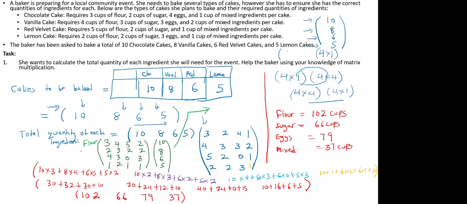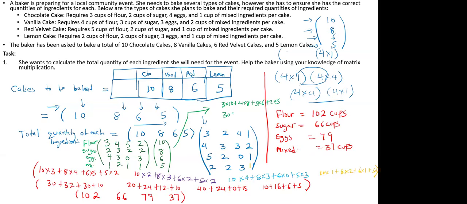Here you have your flour. Here you are going to have your sugar. Here you are going to have your eggs. Here you are going to have what? Mixed ingredients. So when you multiply, you'll have 3 times 10 plus 4 times 8 plus 5 times 6 plus 2 times 5. I'm doing just the first one.